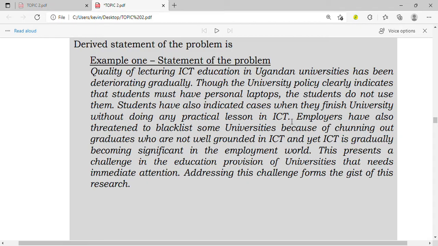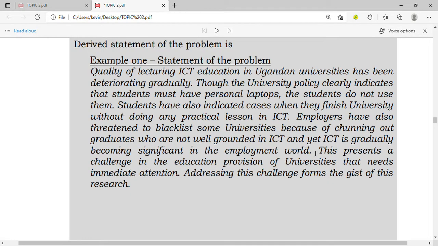It shows what might happen if the current situation is not handled. Employers have also threatened to blacklist some universities because of turning out graduates who are not well grounded in ICT, yet ICT is gradually becoming significant in the employment world. So this is what might happen if they do not teach students ICT. Employers are going to blacklist some universities.